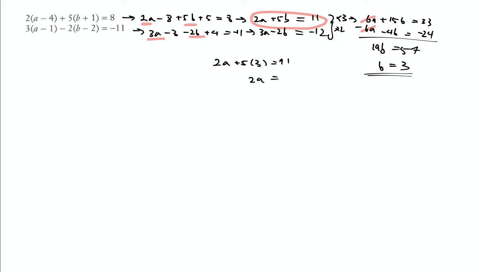That's 2a is equal to 11 minus 15, right? If you want to bring this positive 15 over, it's going to be minus 15. So we're left with minus 4. So dividing both sides by 2, a must be minus 2.